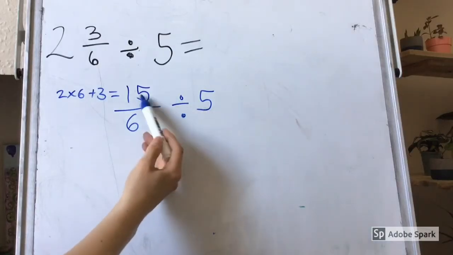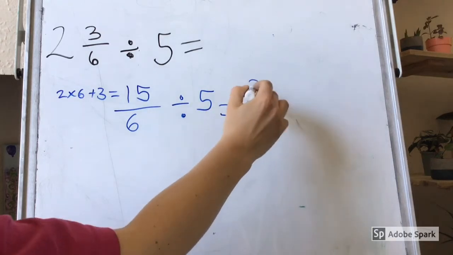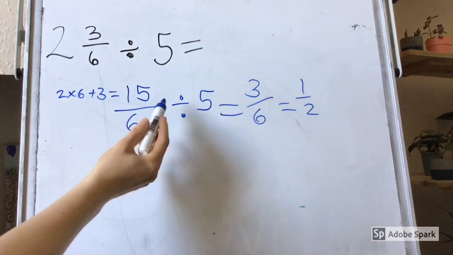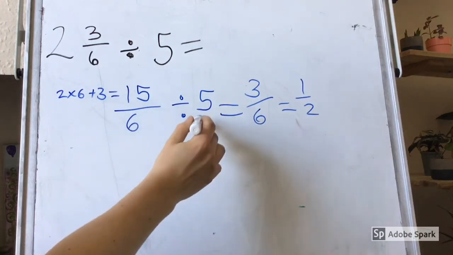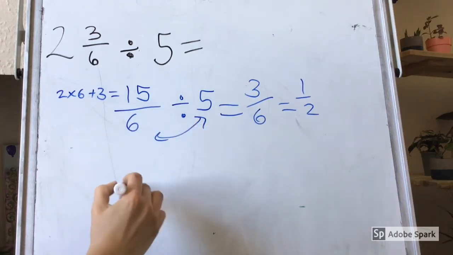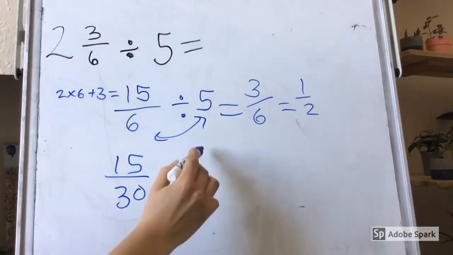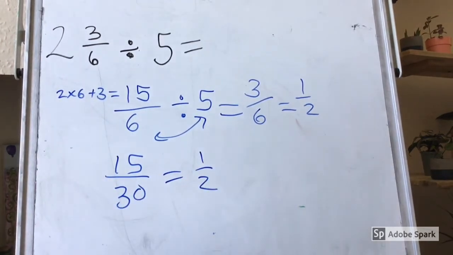Here, because our numerator is a multiple of our divisor, we know that 15 divided by 5 is going to be 3, and 3/6 is equivalent to a half. Following our rule, we get the same answer, because 6 times 5 is 30, keeping the 15 the same. This is simplified to 1/2. So well done if you got 1/2.